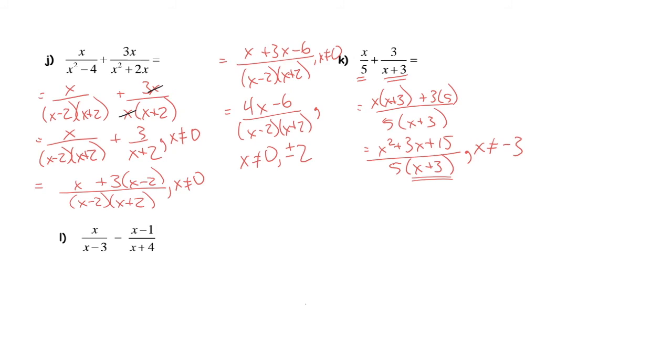This next one here, basically, I'm just going to end up multiplying those two denominators together. So my common denominator is just going to be the product of the two individual denominators. So the first term, I have to multiply numerator and denominator by x plus 4. And that second term, I've got to multiply numerator and denominator by x minus 3. And like we said before, we're going to leave the denominator factored. It's just easier to work with that way.